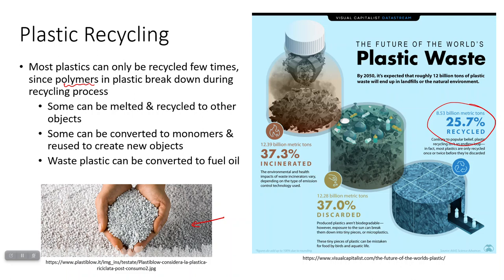In about 2050, it's estimated we'll have about 12 billion tons of plastic that's not going to be recycled. So about 37% of it gets incinerated, about 37% of it gets disposed of. And that really doesn't help because plastics aren't biodegradable. There aren't decomposers that break down plastics into less harmful chemicals. Usually they just get broken down into tiny pieces, aka microplastics, which I've talked about, and these can contaminate all living things.